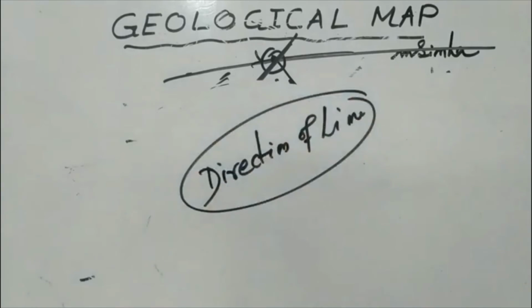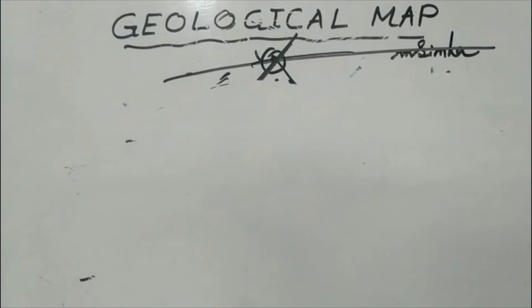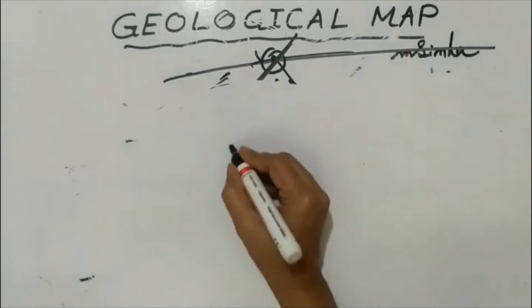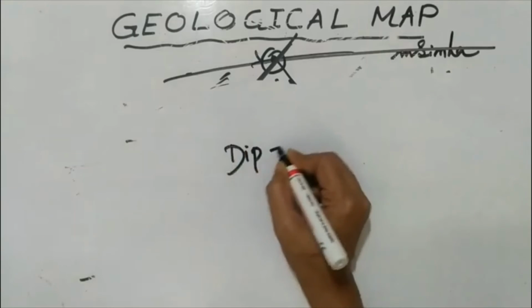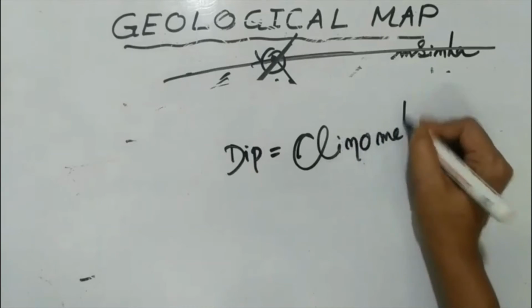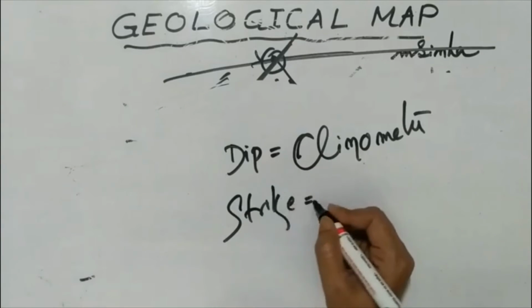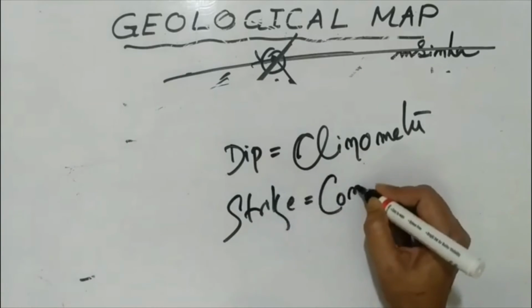Normally dip is measured by the clinometer. In the first semester you learned how to operate the clinometer. Dip is measured by the clinometer, but strike is measured by the compass.